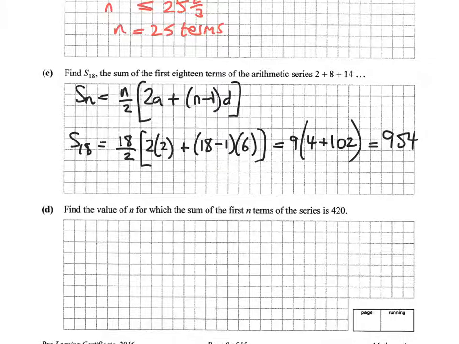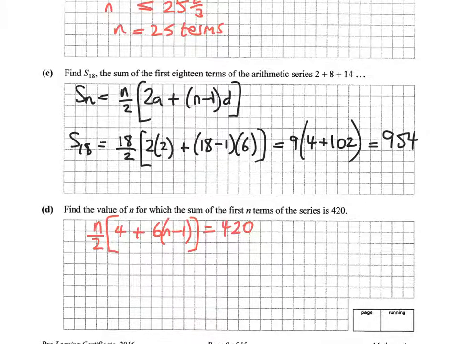Now again, a very obvious solution would be just sit there and go 2 plus 8 plus 14 plus 20 plus 26 plus 32 plus 38 plus, and just carry on adding up until you get to 420 and just count how many numbers you've added up. That's perfectly acceptable as a method. The other method is to use the formula that we have here above and just make it equal to 420, and the unknown is n.